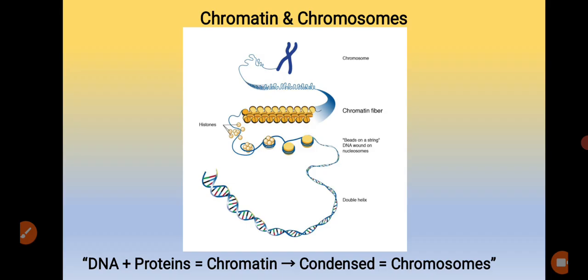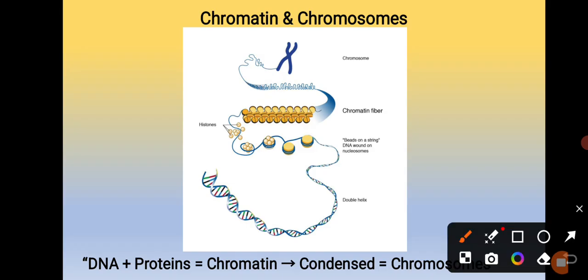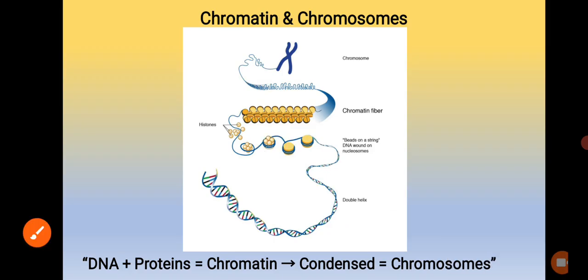Okay, this is the double helical structure of DNA. Here you can see that: the double helical structure of DNA and beads on a string, DNA wound on nucleosomes. That is what it forms with the histone proteins. It forms a DNA octamer. Okay, then the chromatin fiber, then the very condensed form of the nucleosome. It forms the chromosome. Okay, DNA plus protein is chromatin, and the condensed form of chromatin is the chromosome.